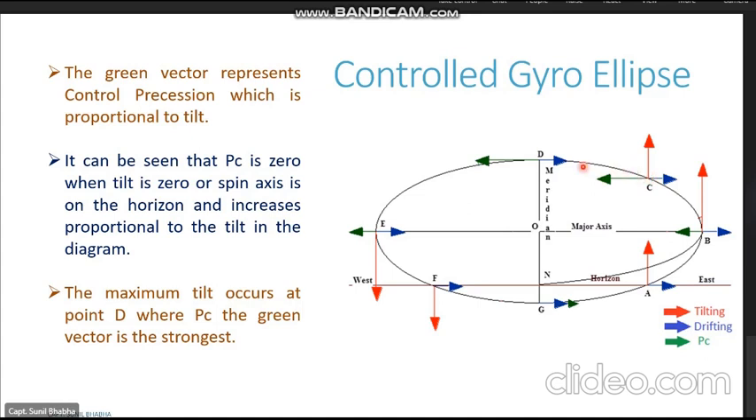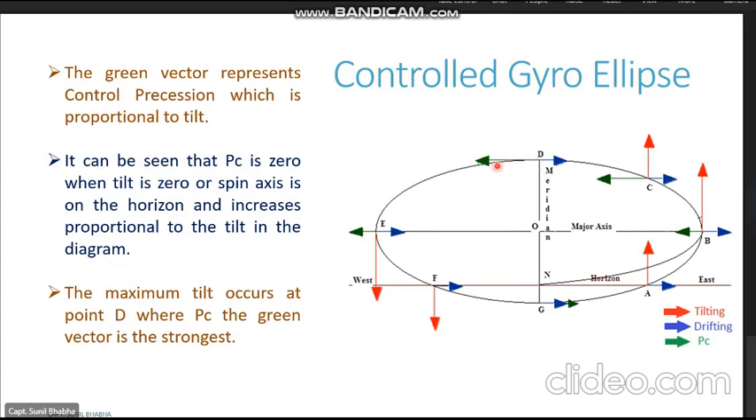We move further along the ellipse and we reach point delta. If you observe carefully, point delta is the highest tilt point in the elliptical path. So maximum tilt is present here at point delta, and you can see that the control precession is also the strongest, having the maximum magnitude anywhere in the ellipse. The maximum magnitude of control precession is at this point due to the fact that control precession is directly proportional to tilt. Direction is westerly as we are having an upward tilt.